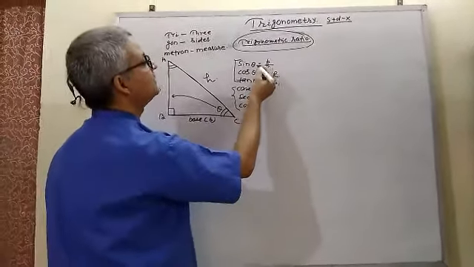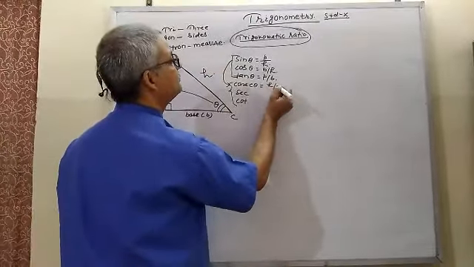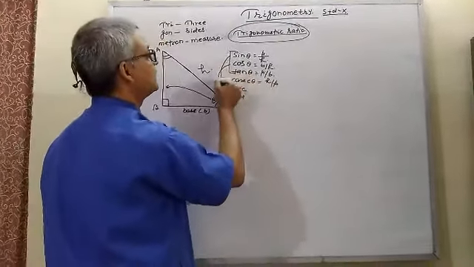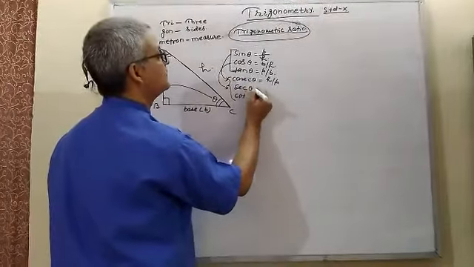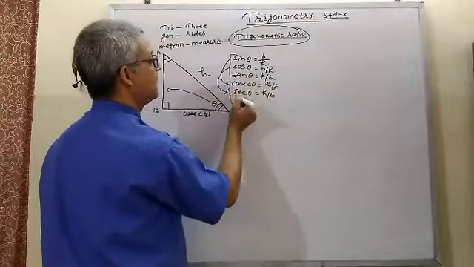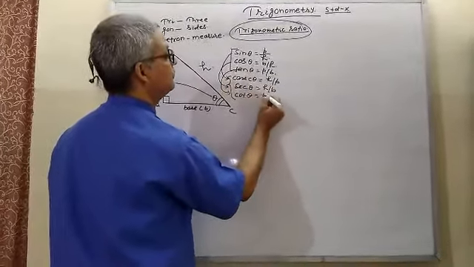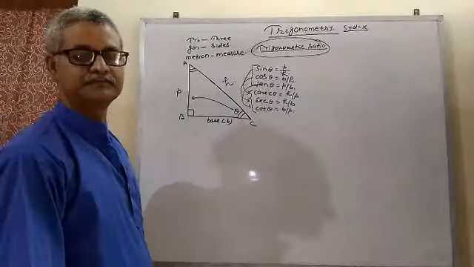Cosec theta is the reciprocal of sin theta, so this will be H by P. Sec theta is the reciprocal of cos theta, so this will be H by B. And cot theta is the reciprocal of tan theta, so this is equal to B by P.